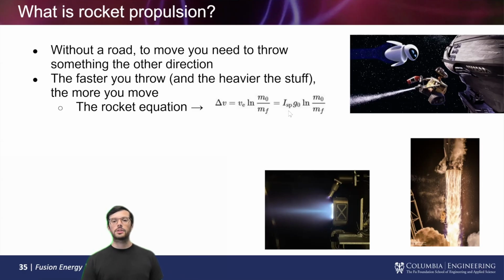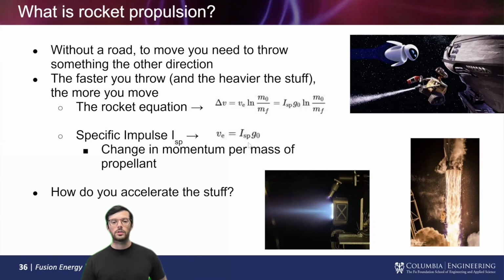We can also rewrite this using this very important term called ISP, which is specific impulse. This is the gravitational constant, 9.81 meters per second squared. And then, yeah, you can basically rewrite exhaust velocity in terms of this term ISP. So we can write it like this. And ISP is very important for electric propulsion because it basically explains why we use electric propulsion. And ISP is the change in momentum per mass of propellant. So this is my gas mileage.